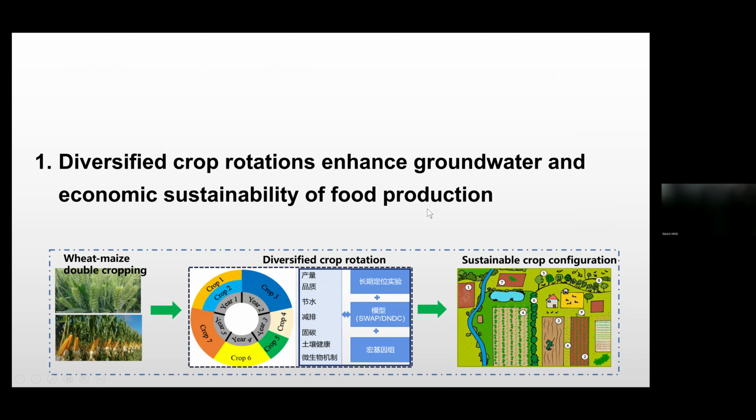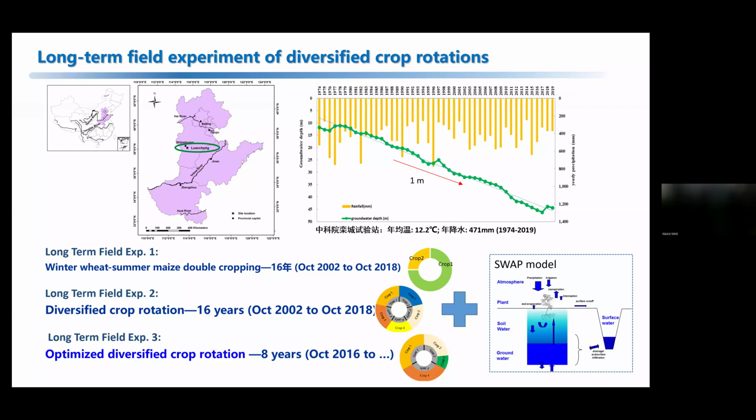So I have 3 parts. The first part is looking for a new diversified crop rotation, which can reduce the groundwater table decline and also improve the economic sustainability of food production. In this area, we built 3 long-term field experiments of about 10 and 16 years. Some test the traditional winter wheat and summer maize double cropping irrigation schedule, and others look for new diversified crop rotations to replace the traditional water-consuming crop rotation.